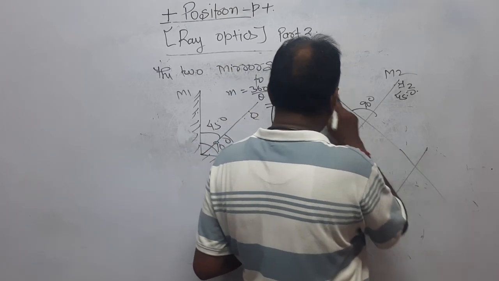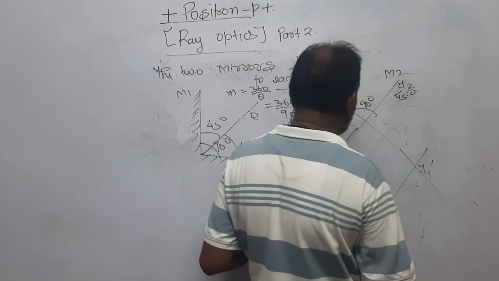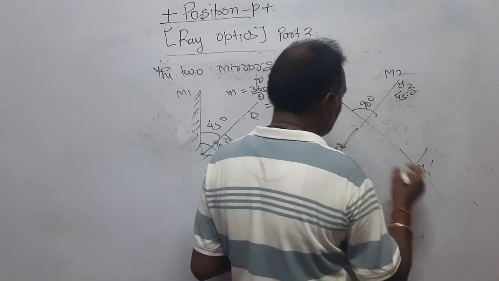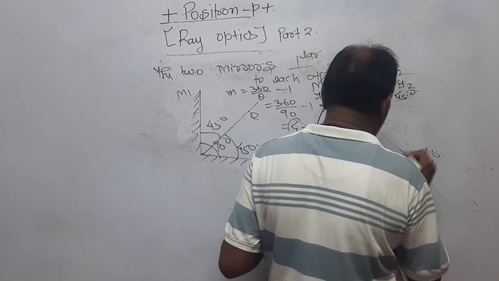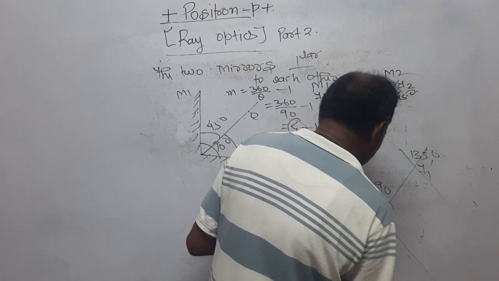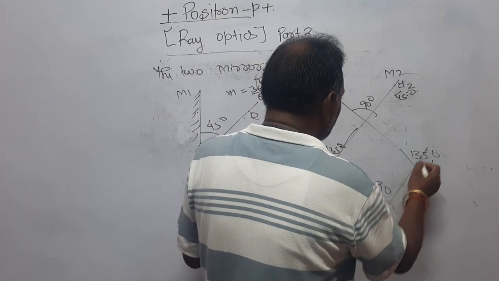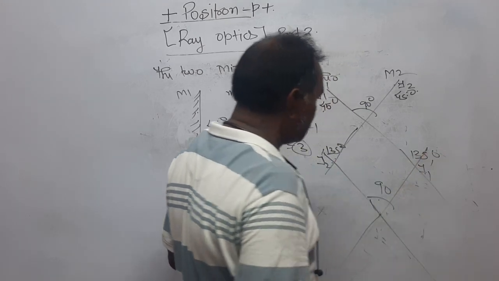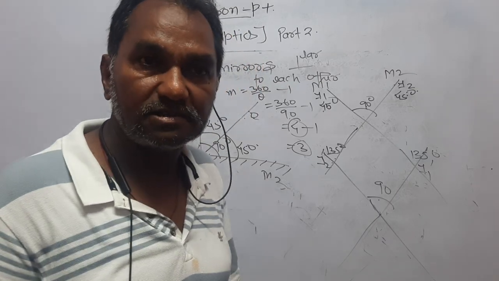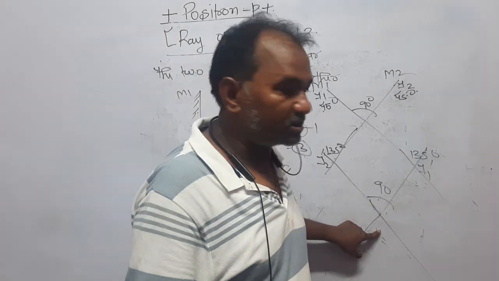And the image of I1 will be I1 dash, right? And the angle will be again 135 degrees. Again 90 degrees. Dear student, look here, 90 plus 135, now it crosses 180 degrees. So you have to stop the process here.